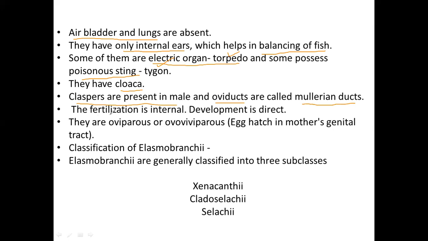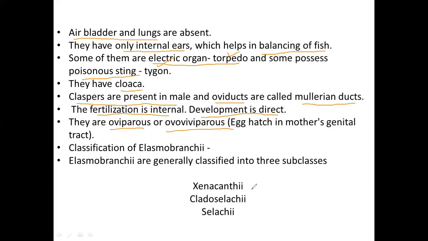Coming to the reproduction, fertilization is internal, development will be direct. No larval stages will be present. They are either oviparous or ovoviviparous. Oviparous, they'll be laying the eggs. Ovoviviparous, eggs will be laid and they'll be hatched in the mother's body, I mean, the mother's genital tract itself.